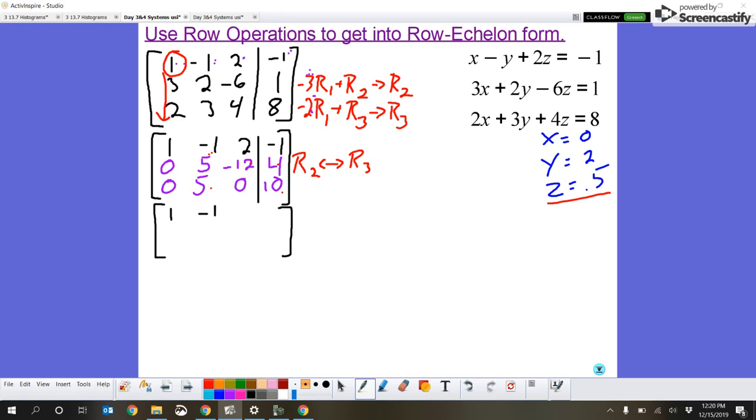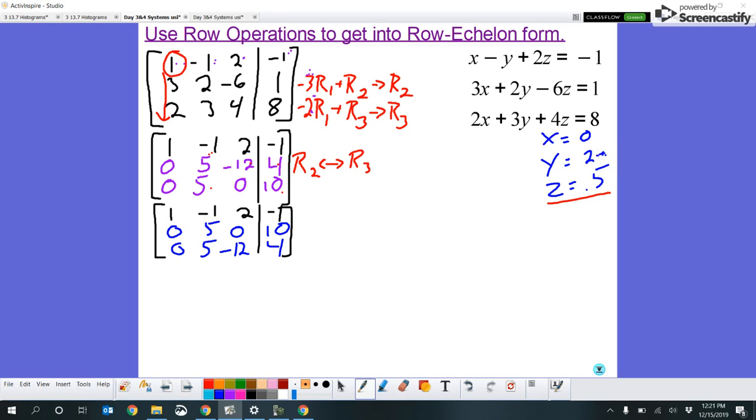So 1, -1, 2, -1, 0, 5, 0, 10, 0, 5, -12, and 4. And multiplying this new row 2, this 5 and 10, by 1/5 sounds much more appealing. Plus, it gets us that 2 for y.